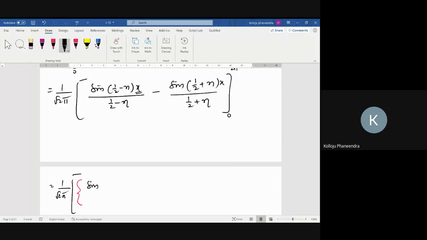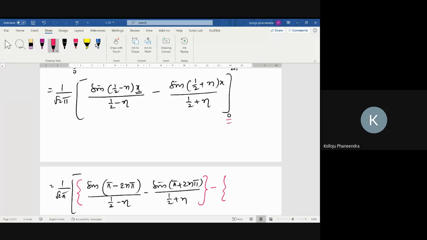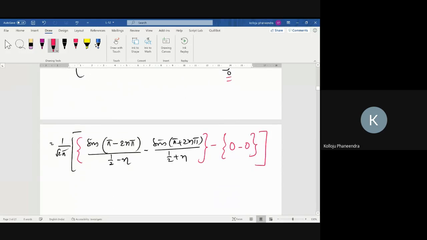Take that 2 pi inside. So what does this become? This is pi minus 2n pi by 1 by 2 minus n, minus sine, this is pi plus 2n pi. If I take 2 pi inside, by 1 by 2 plus n. This is upper limit minus. Coming to lower limit, 0, 0 in place of x, sine 0 is 0. So this value is 0 minus 0. This entire thing is closed.